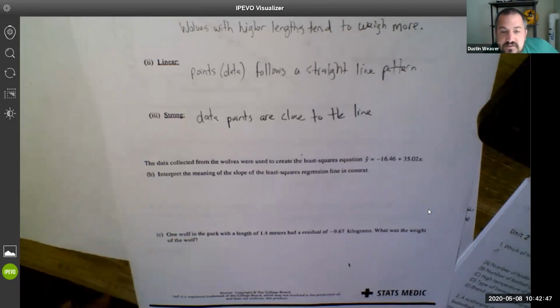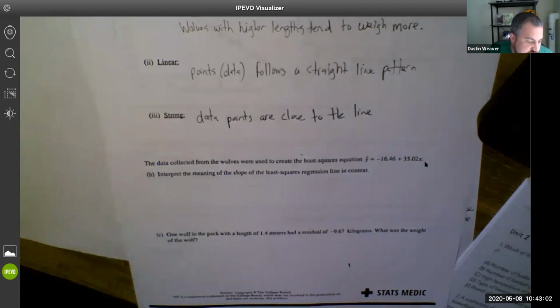Now, the data collected from the wolves were used to create the least squares regression equation, y hat equals negative 16.46 plus 35.02x. B, interpret the meaning of the slope of the least squares regression line in context.